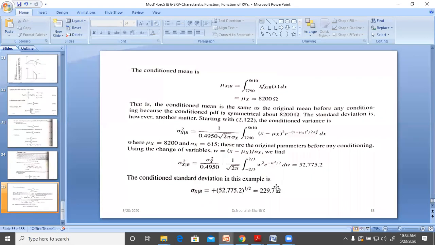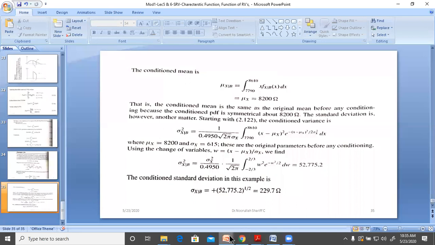So effectively, earlier it was 615, now it is 229.7 only. Earlier it was quite large, now it has reduced quite a lot because of the restriction of the range of values to between plus or minus 5%. So that can be easily computed for the values from minus 2/3 to 2/3. So 0.666 is what we use.